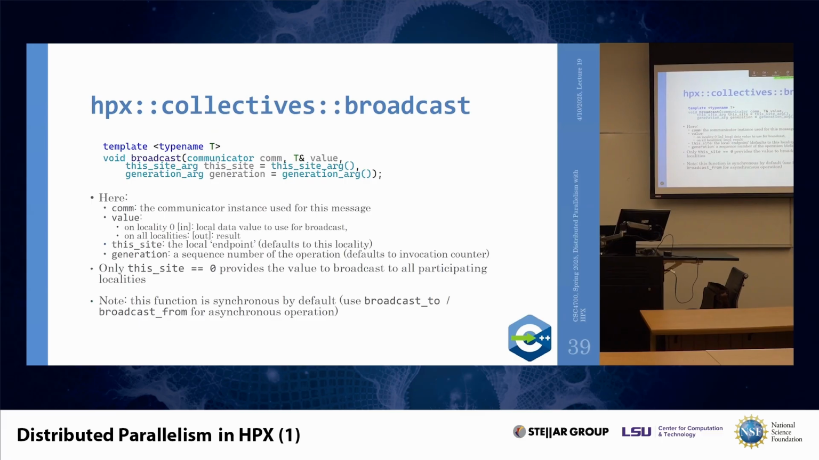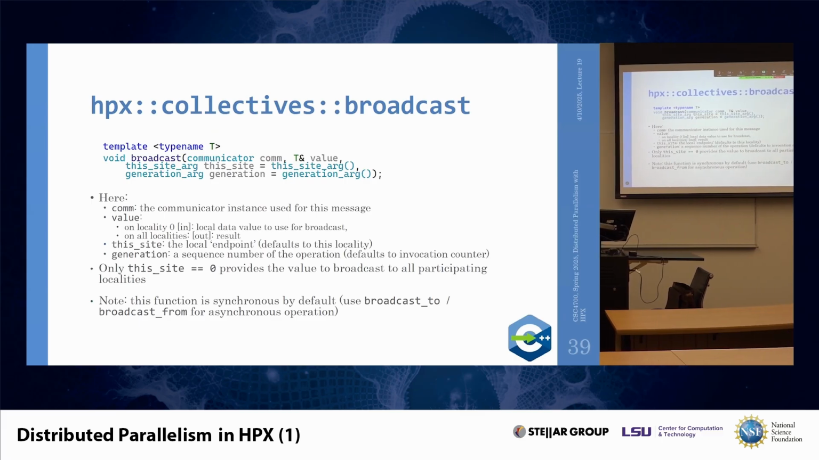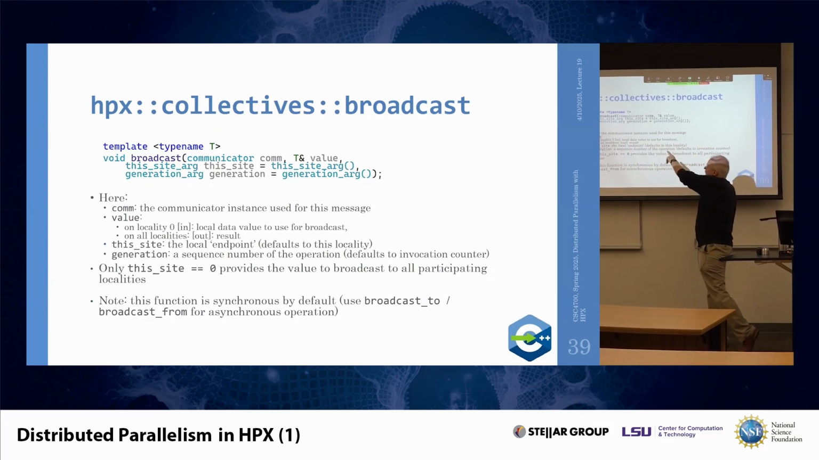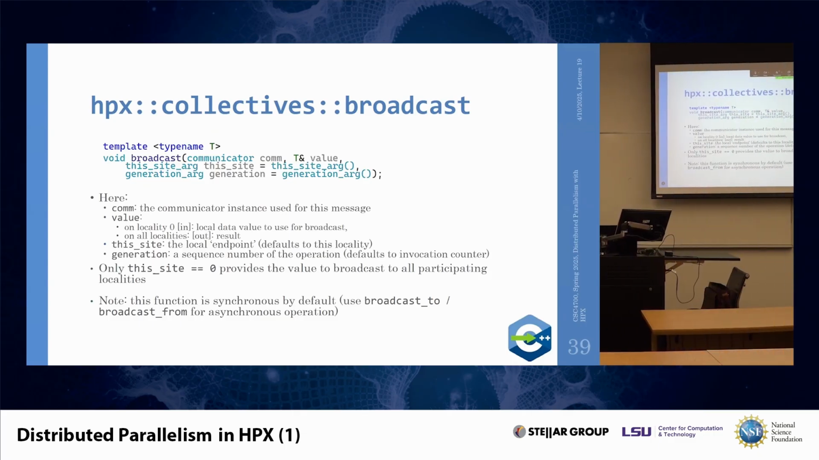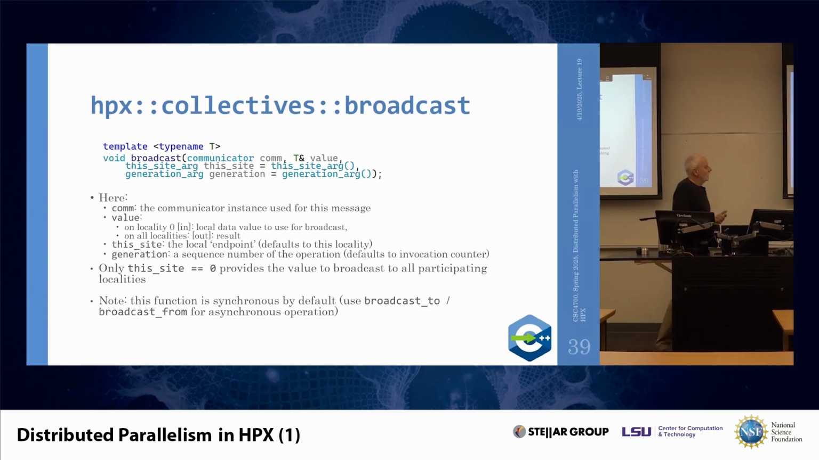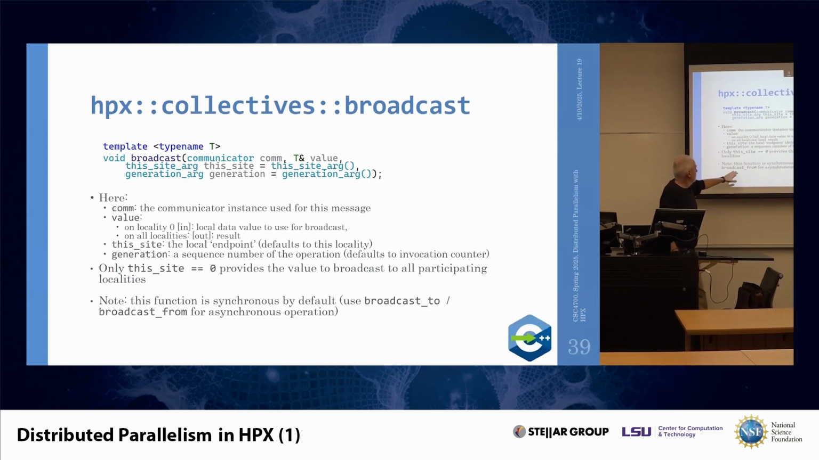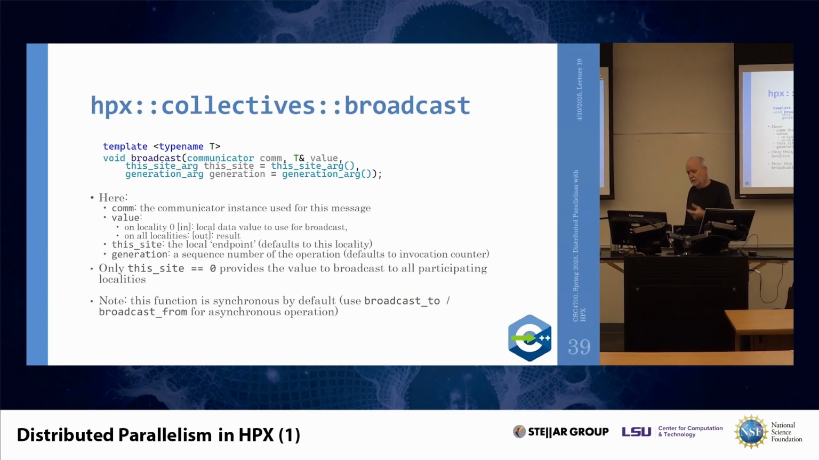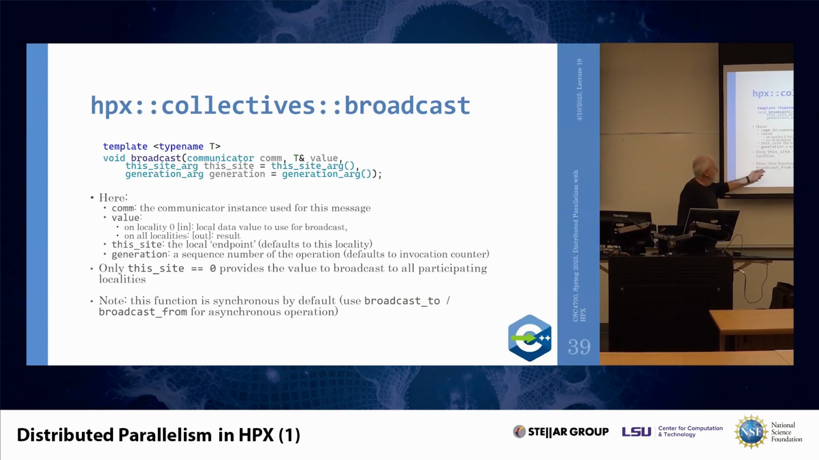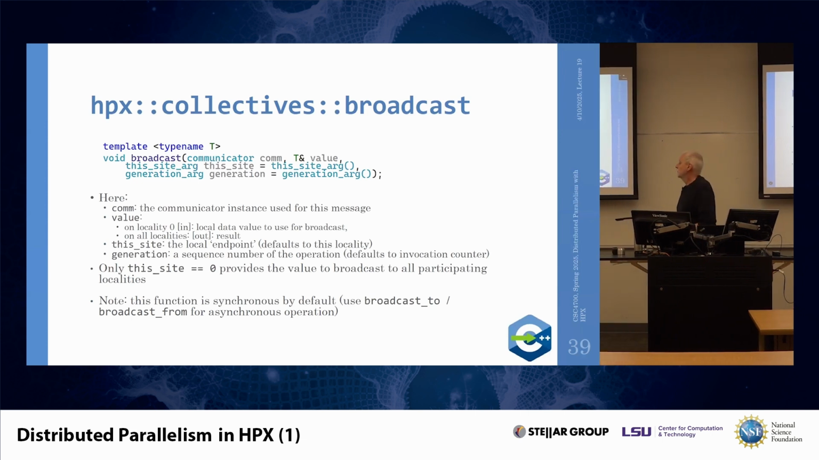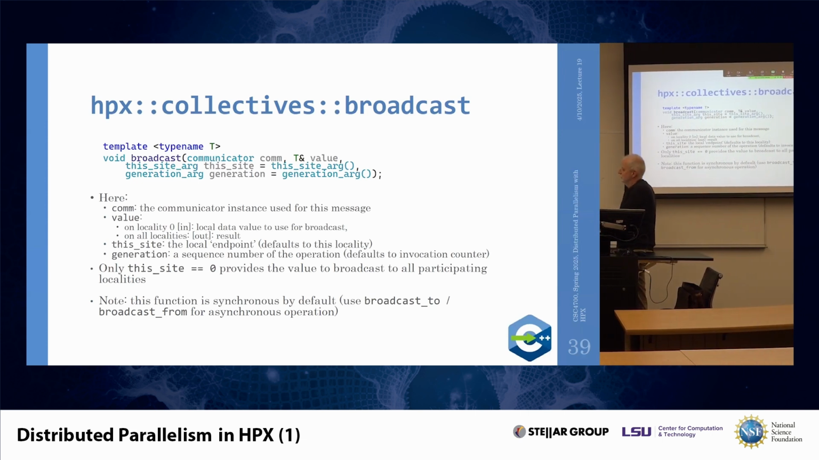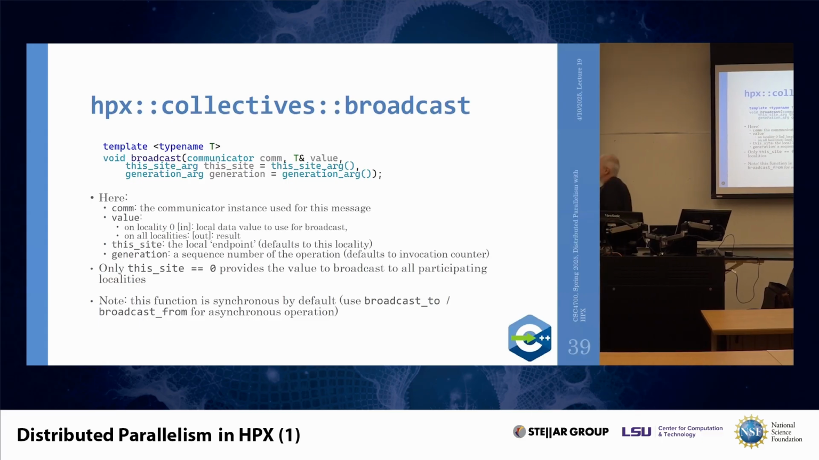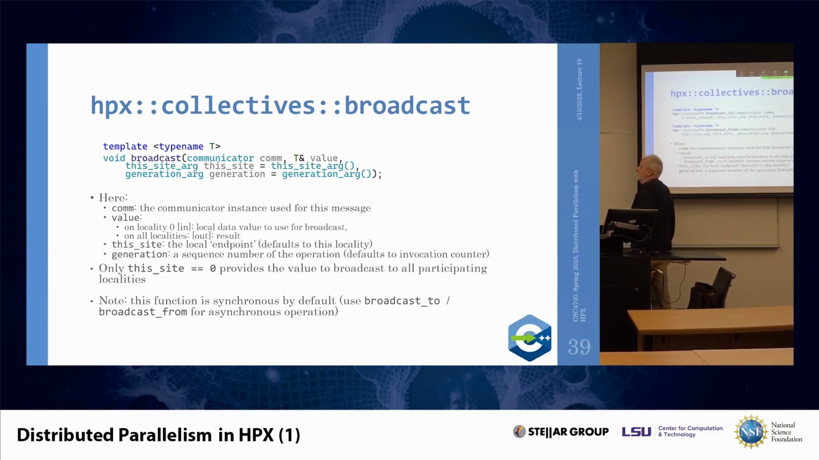Here is just a bit more information about it. I'm not going to read it to you. It's just an explanation of what the arguments are. Please note that this function is one of the communication functions that are synchronous by default. There are asynchronous versions for broadcast, but there you need two different broadcast functions: a broadcast to, which is the one that sends the values, and a broadcast from, which has to be called on the localities that are expecting to receive a value. But that is just for design reasons. If you use it in a synchronous way, it's a straightforward, same function you can call everywhere.